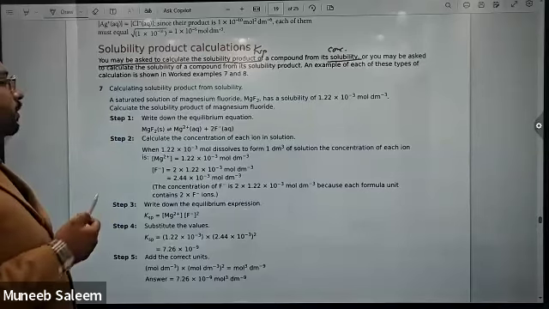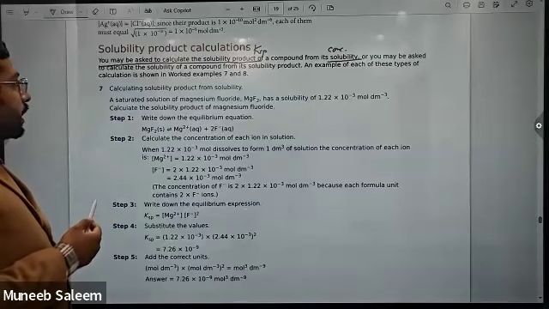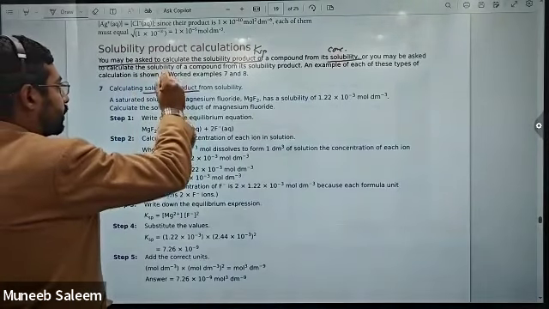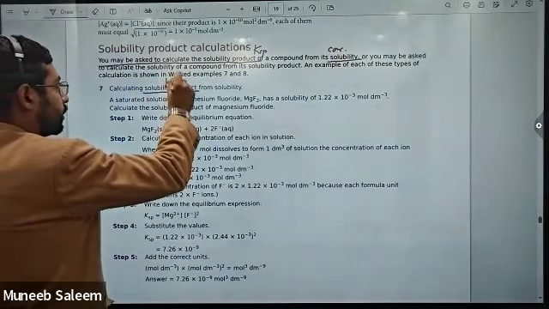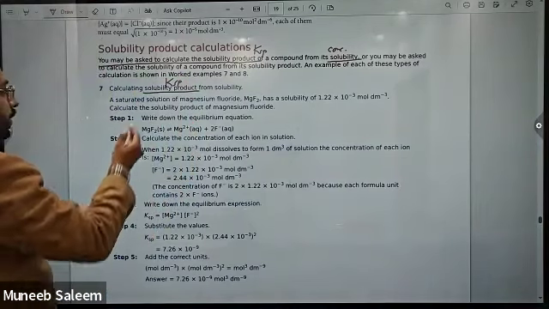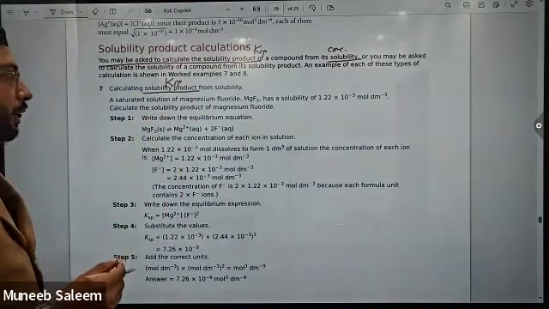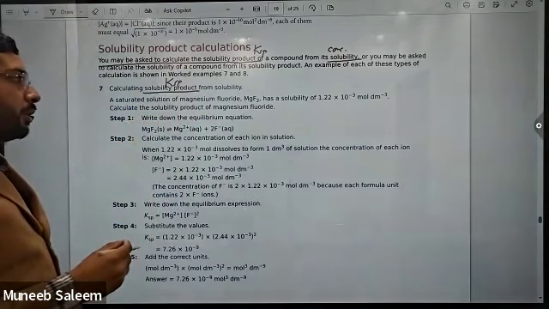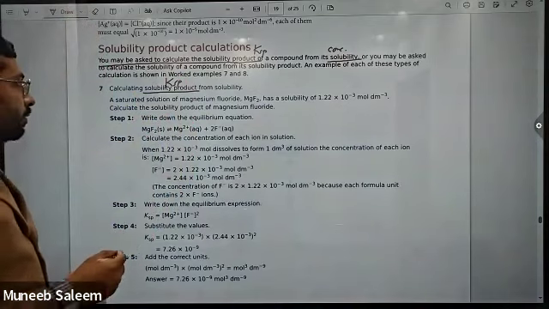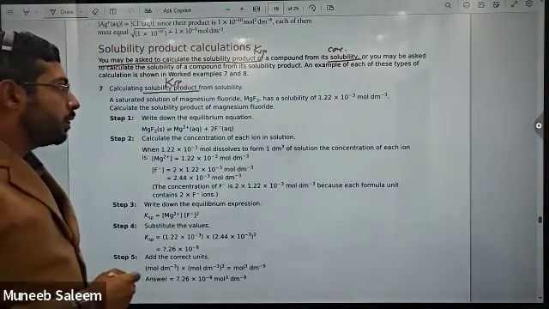Example 7 says calculating solubility product from solubility, which means you are supposed to find the value of KSP here. Here we have the question: a saturated solution of magnesium fluoride, MgF2, has a solubility of 1.22 times 10 to the minus 3 mole per dm cube. Calculate the solubility product of the magnesium fluoride.